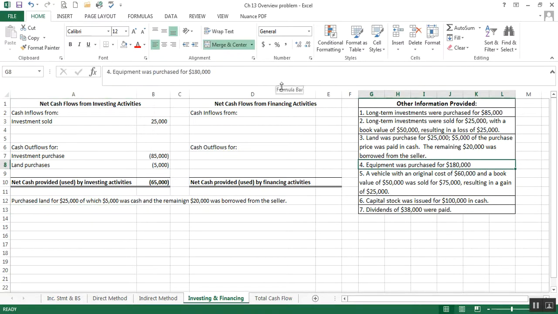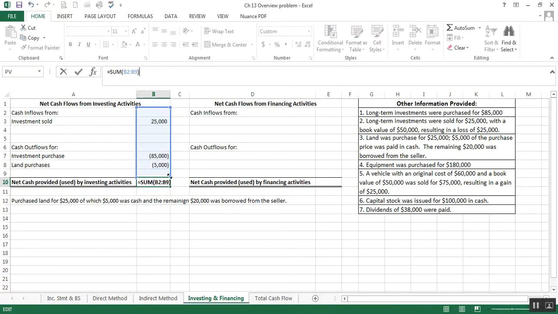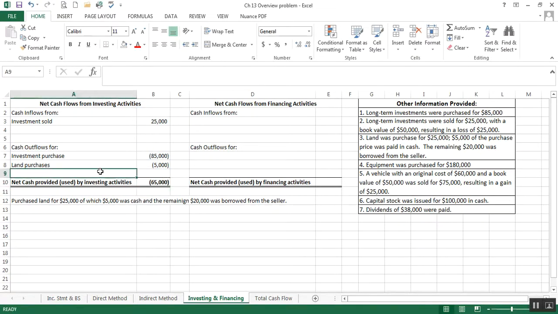Okay. Now let's move on to number 4. Equipment was purchased for $180,000. Okay, so we purchased something, that means that we paid cash for it. So equipment purchased, and it was $180,000.